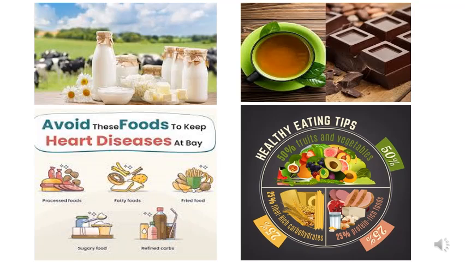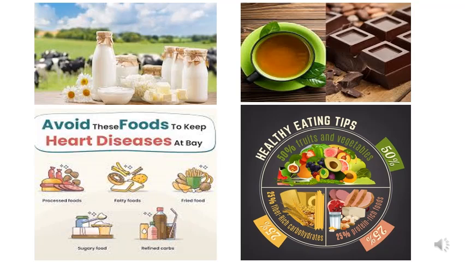Limit or avoid processed foods: chips, packaged snacks. Sugary drinks: sodas, energy drinks. Red and processed meats. Trans fats: hydrogenated oils. Excess salt and sugar. Healthy eating tips.